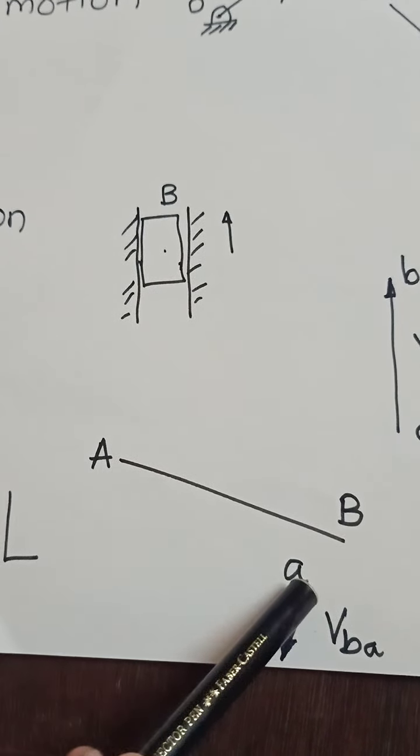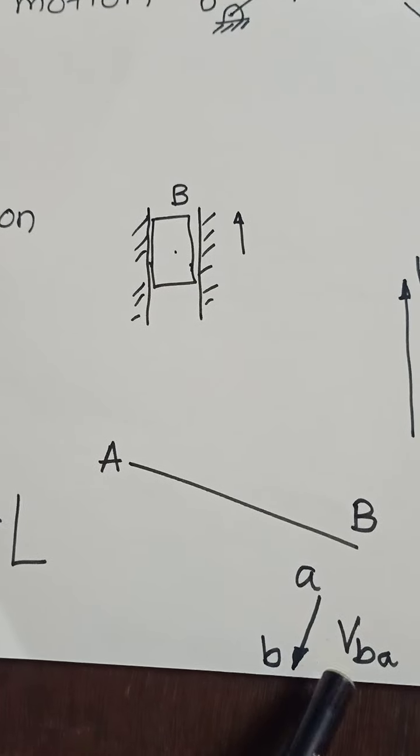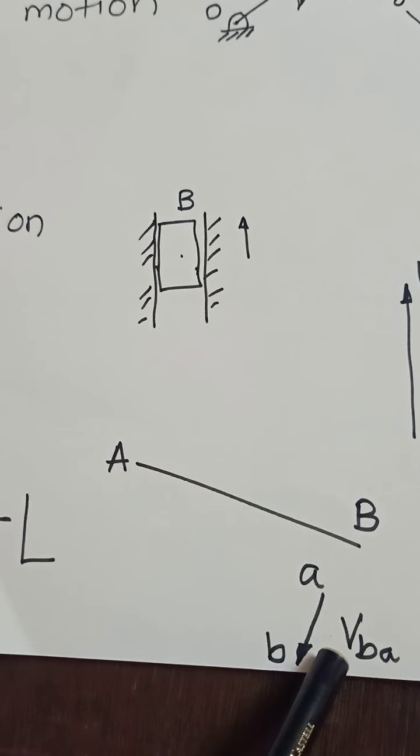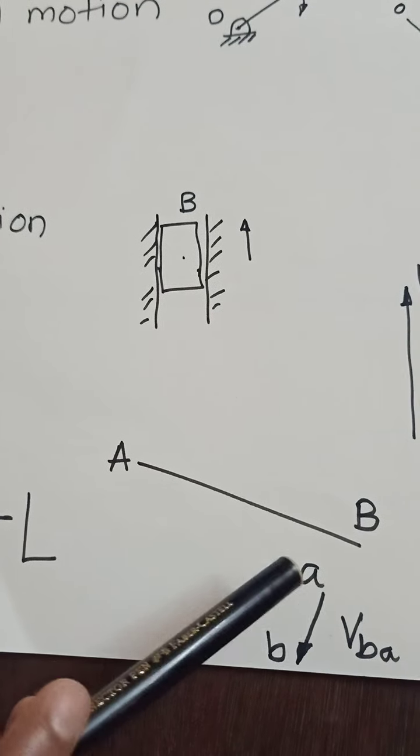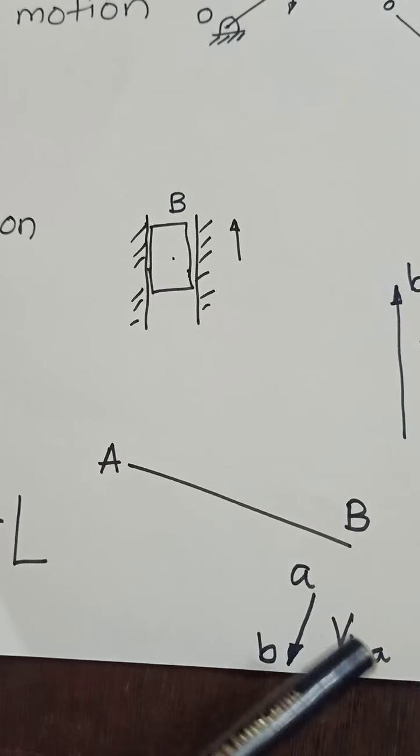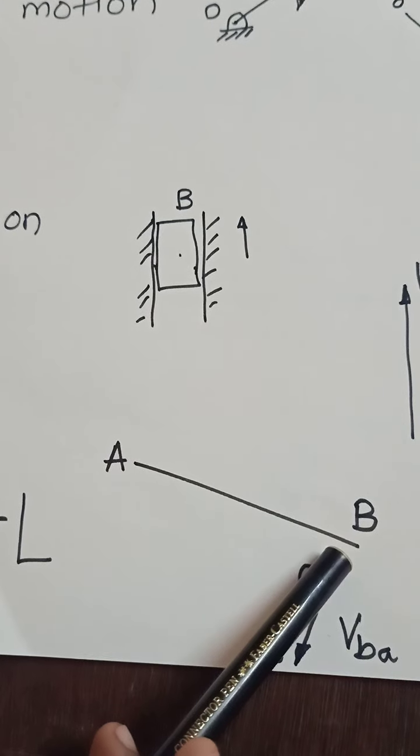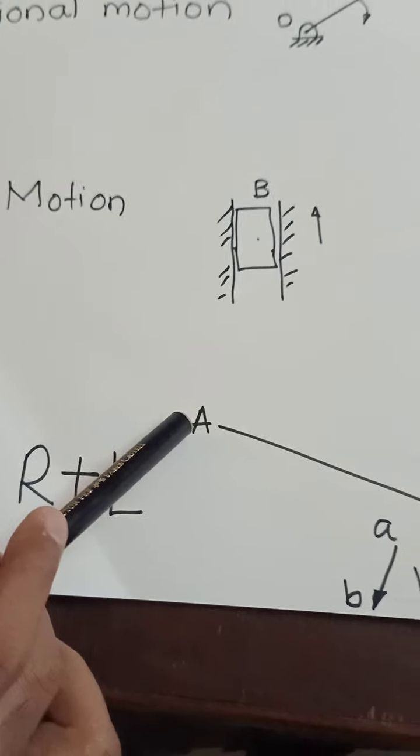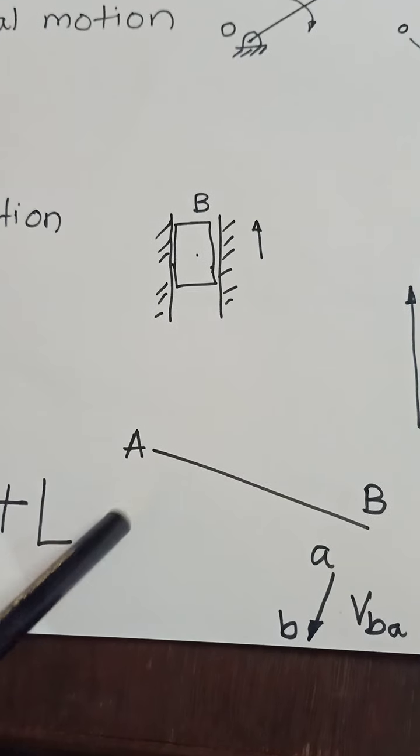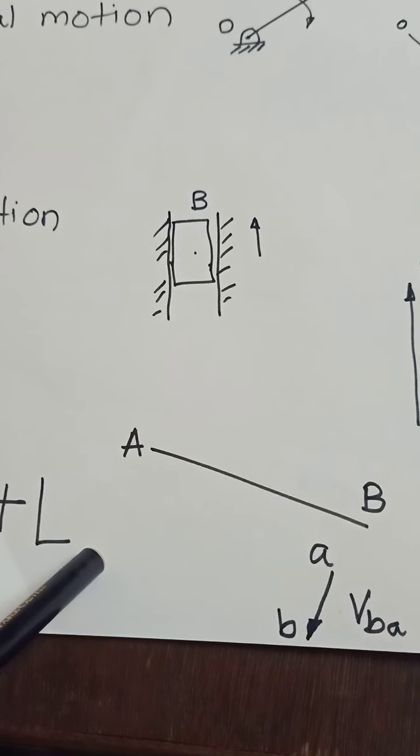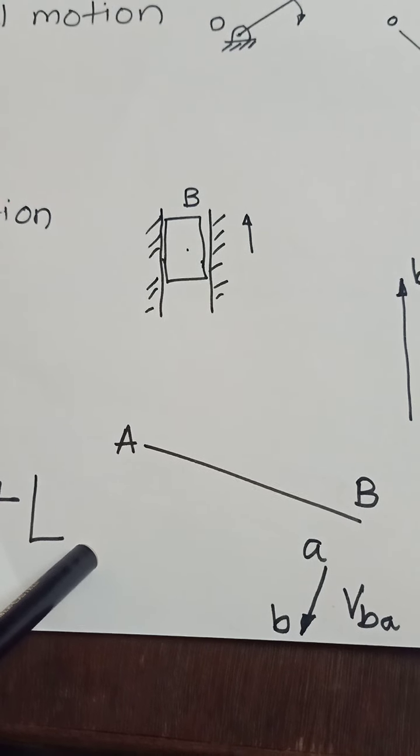So the direction of the velocity vector is perpendicular to the link, and suppose I am talking about VBA, that means velocity of point B with respect to point A. Then this vector will start from point A, the reference point A, and it will be perpendicular to the link AB. If I am talking about velocity of A with respect to point B, again the velocity vector will be perpendicular to the link, but in that case the starting point of the velocity vector will be B, because B will be the reference point.